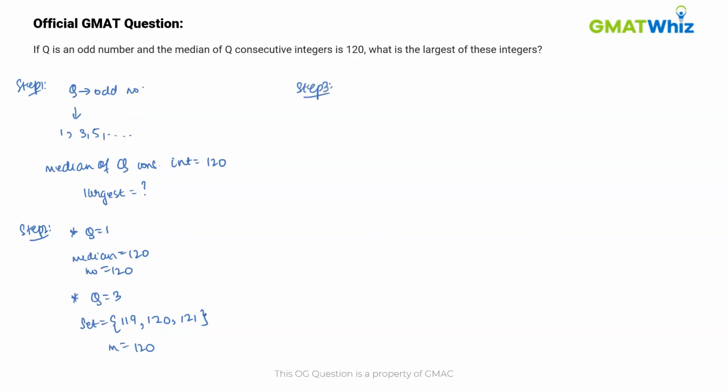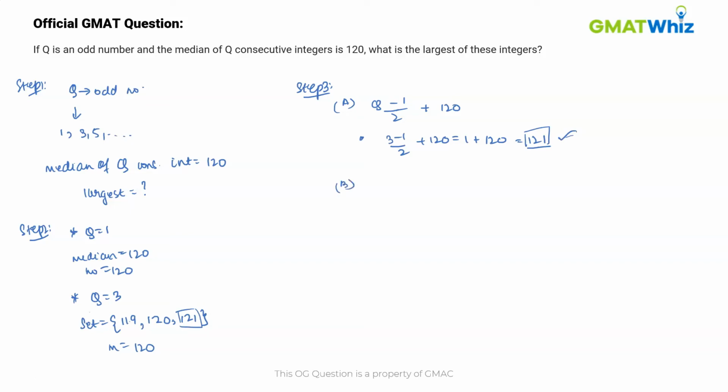Now in step 3 we are going to check the options given to us. So in option A we are given (q minus 1) by 2 plus 120. Now when we plug in the value of q here, we get (3 minus 1) by 2 plus 120, which gives us 1 plus 120, which equals 121. So we can see that this is the largest number in the set, and hence we can say that the correct option here is A.